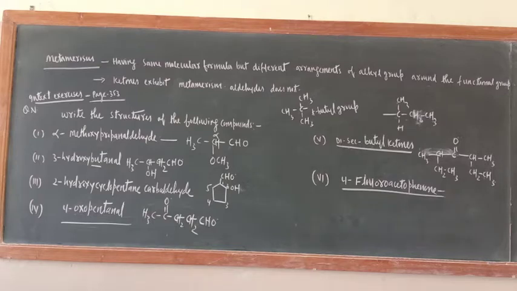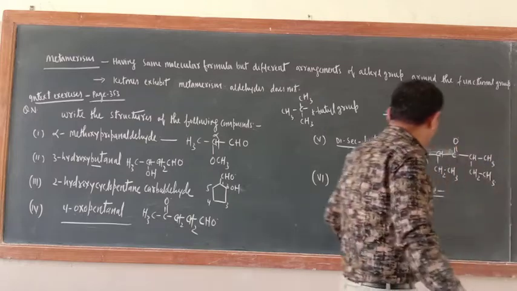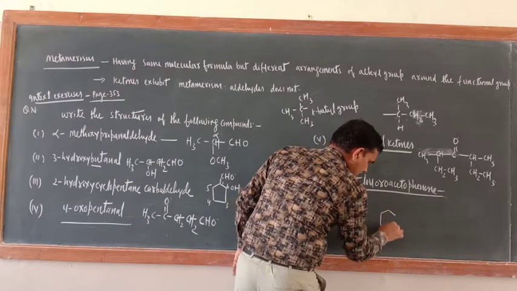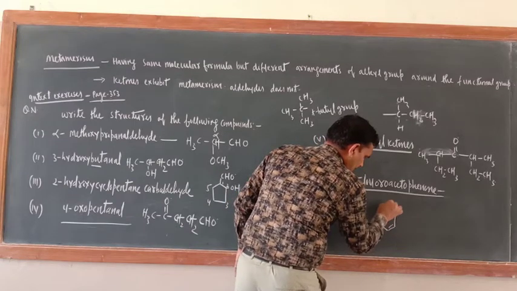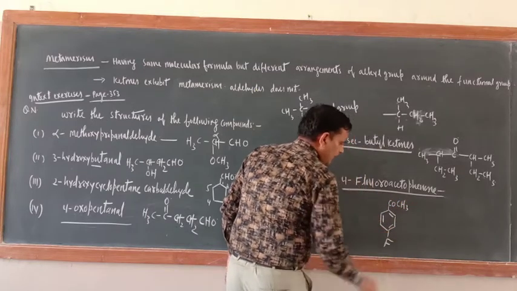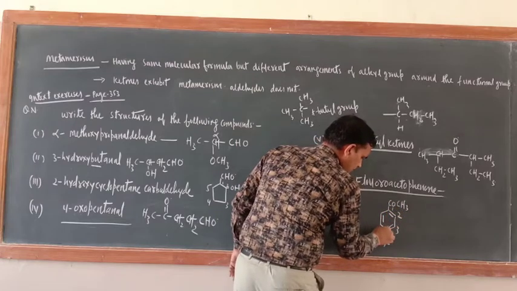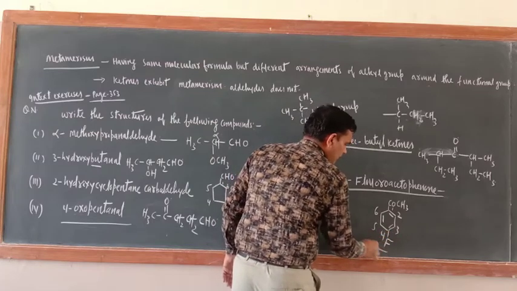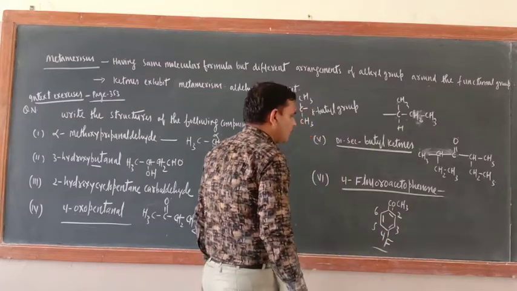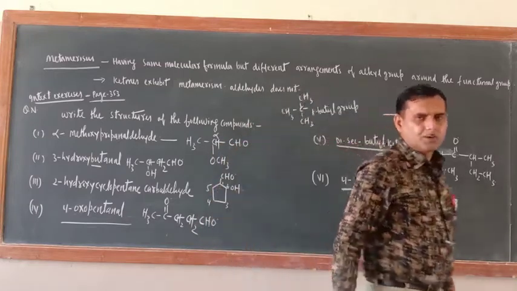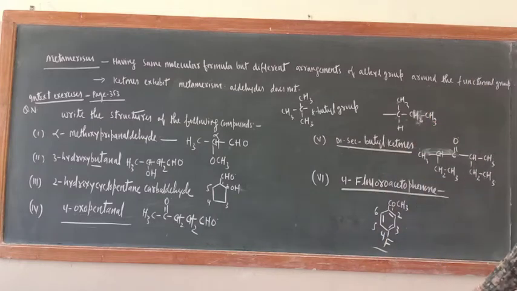One more is there, that is 4-fluoroacetophenone. So first write the formula of acetophenone. This is 1, 2, alternate, COCH3. This is acetophenone. Here what is there? Fluorine. So this is 1, 2, 3, 4, 5, 6. With respect to this group only, at the 4 position the fluoro group is there. So this is 4-fluoroacetophenone. No problem? Yes. So now these are the structures of these compounds.